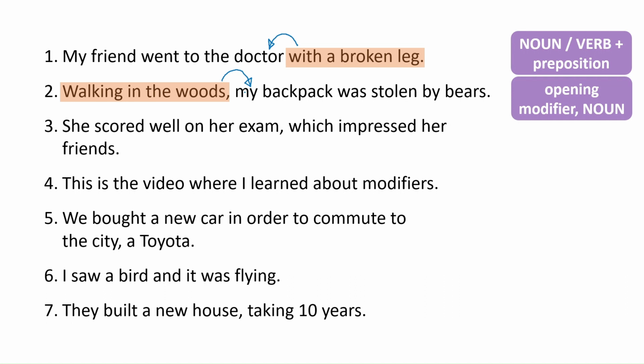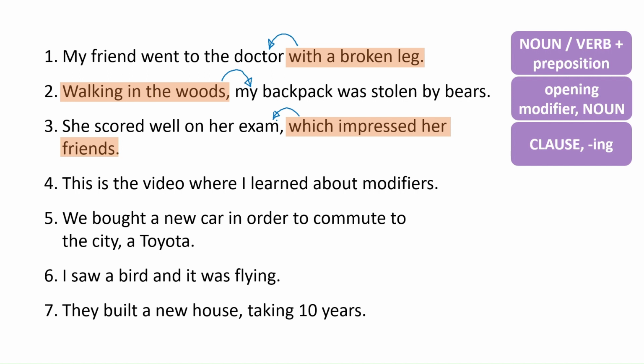Number 3. This word which is a clear marker for a modifier. And at the moment, this is giving information about her exam. Well, that would be okay for my ordinary English, but not precise enough for the GMAT. It wasn't exactly her exam which impressed her friends. It was the fact that she scored well on her exam. And when we want to modify a whole clause, using a clause, comma, ing modifier will be better. So she scored well on her exam, comma, impressing her friends would be the best solution here.